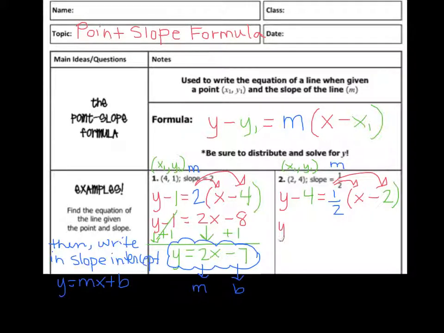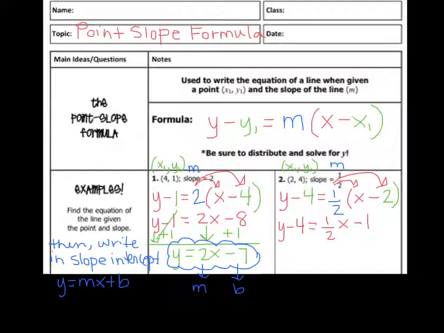So y minus 4 equals, what is half times x? That would equal half x. What is a half times negative 2? Half times negative 2, and if you don't know, remember you could always use your calculator, is going to be negative 1. Now I need to get y alone.